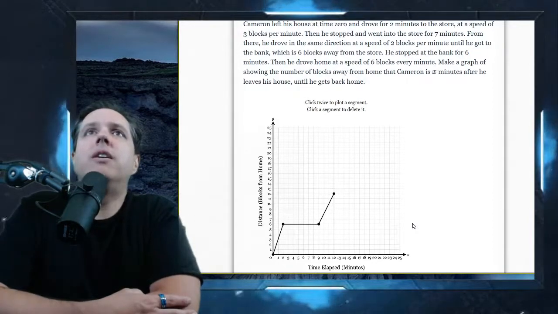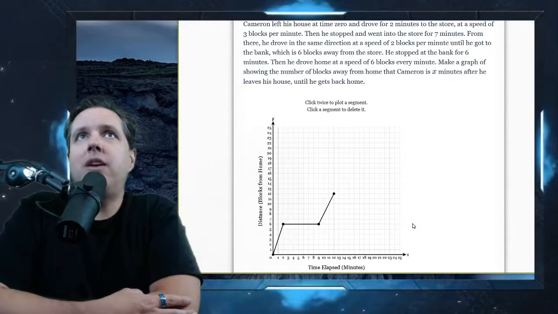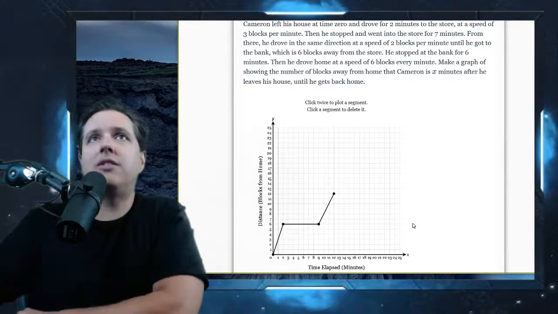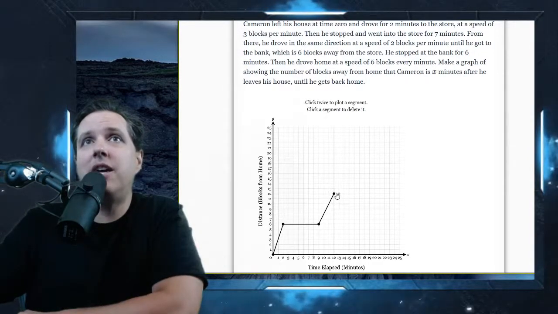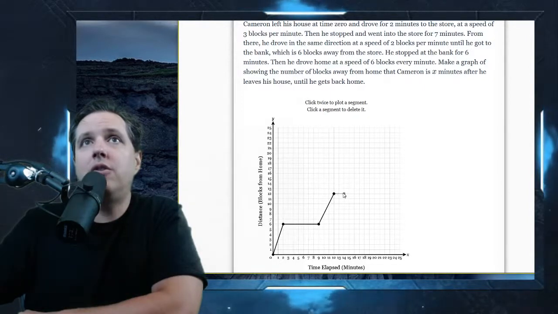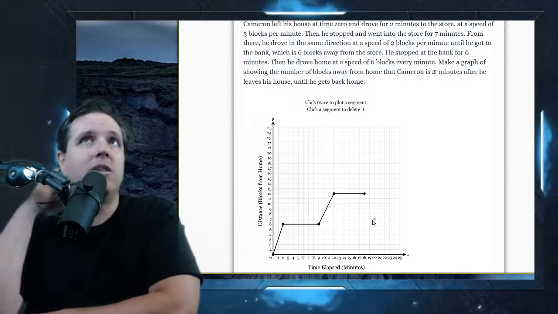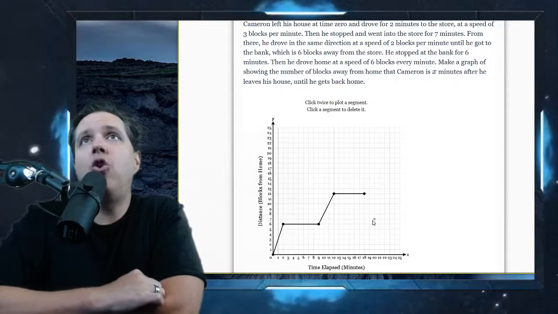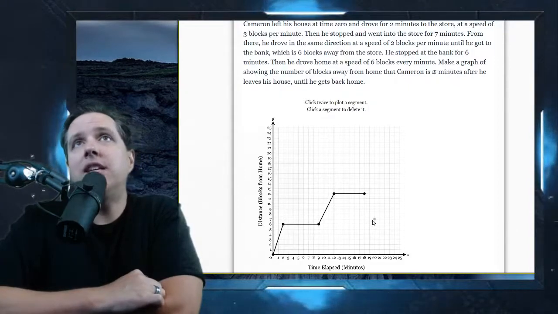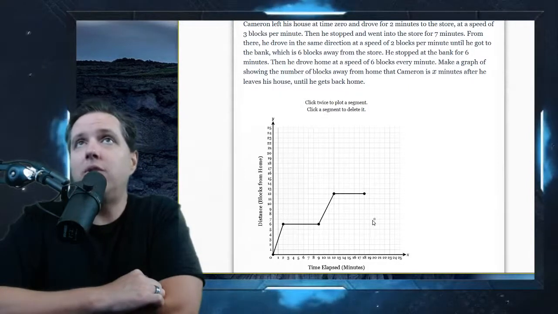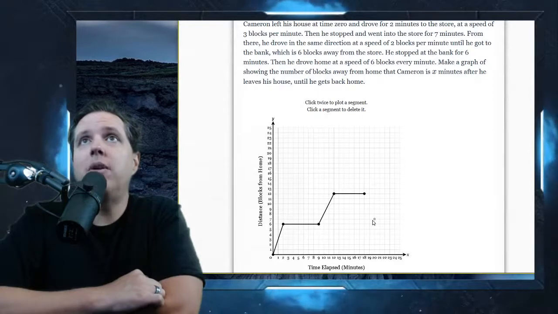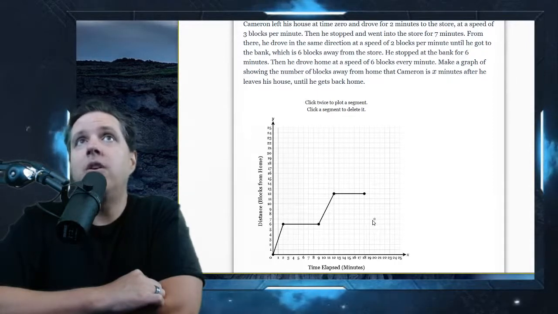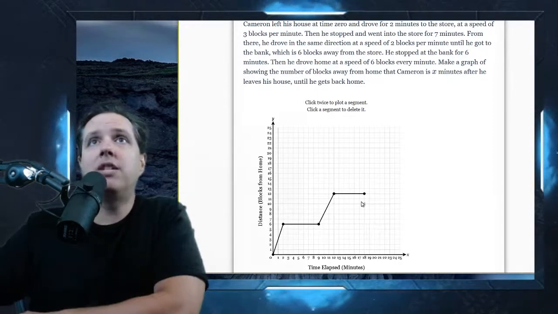Okay, where are we? He stopped at the bank for 6 minutes. Okay, if he stopped, again, remember his distance isn't changing, but he's sitting there for 6 minutes. So 1, 2, 3, 4, 5, 6. So the y value is not changing, but time is changing. Then he drove home at a speed of 6 blocks every minute. Ooh, he's going much faster on the way home. Maybe taking the freeway home or something. So then he drove home at a speed of 6 blocks per minute.